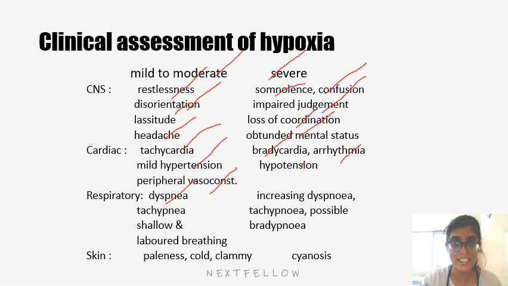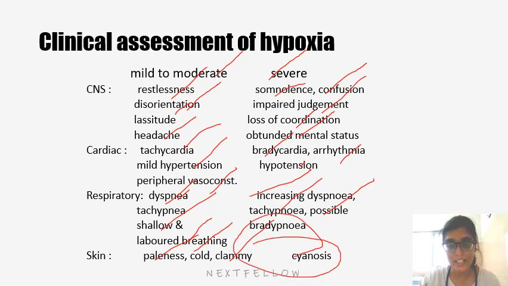Respiratory system, there will be dyspnea, tachypnea, and shallow and labored breathing in case of mild to moderate, whereas in case of severe, there will be increased dyspnea, tachypnea, possible bradypnea, and labored breathing. Skin, there will be paleness, cold clammy extremities in case of mild to moderate hypoxia. In case of severe hypoxia, there will be cyanosis.